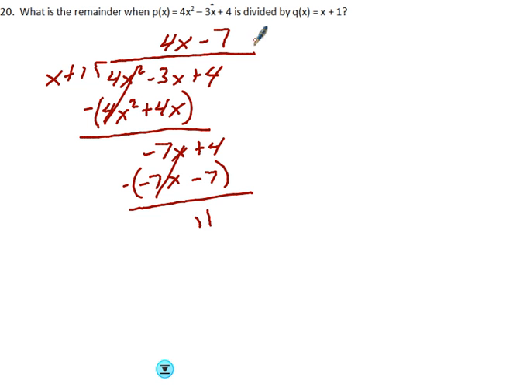If you want to try to go again, what times x is 11? It doesn't work all that well, so we're done. We're finished. And that's your remainder of 11. So it asks what the remainder is. You can say the remainder is 11.